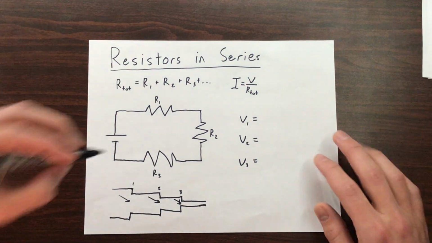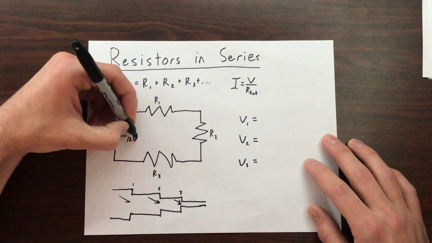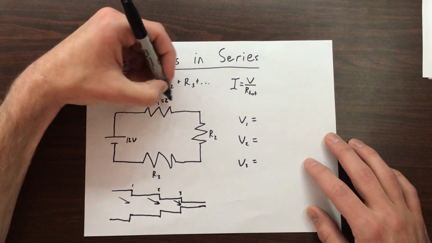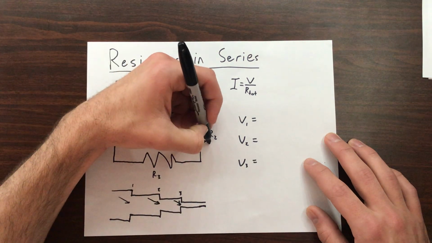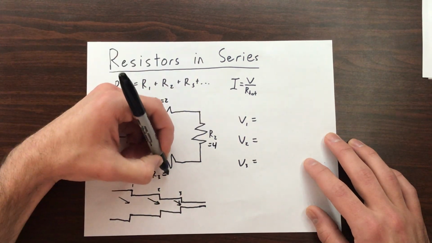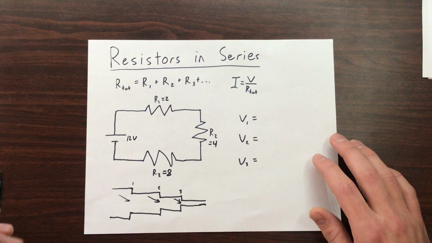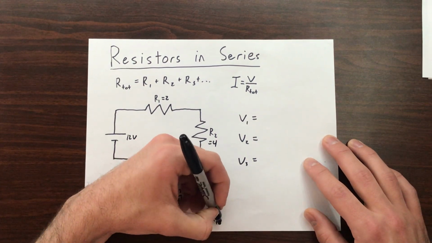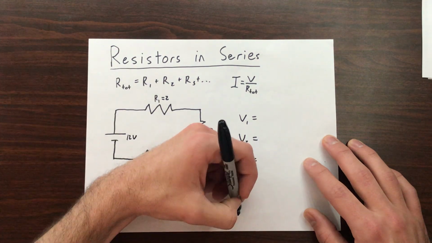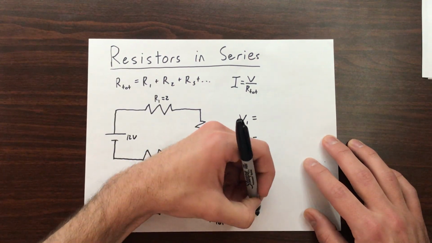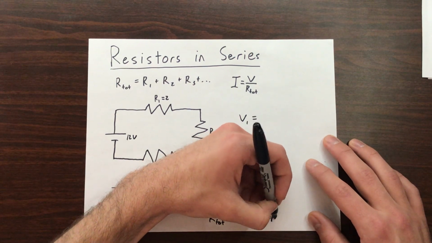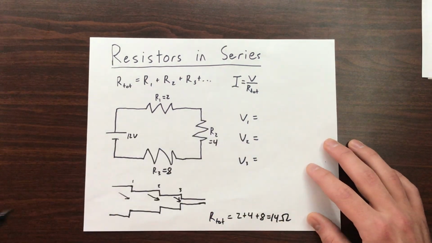So let's say we have a 12 volt battery in a circuit, and R1 is equal to 2 ohms, R2 is equal to 4 ohms, and R3 is equal to 8 ohms, just to practice this. Using that equation, R total is equal to 2 plus 4 plus 8, and that's going to equal 14 ohms.